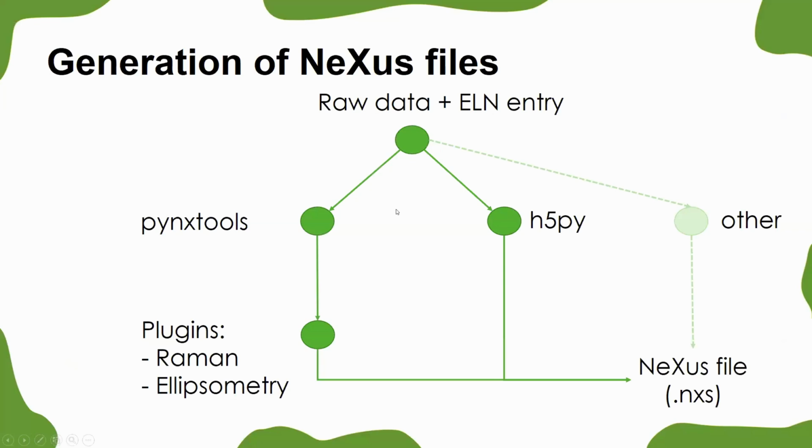And then let's come to a short overview of what I want to present to you today. So the starting point is that we have raw data or an electronic lab notebook entry. And in the end, we want to convert this data to a NeXus file. And I show you how to use the tool pynxtools to do this for Raman and ellipsometry data. And I also show you the H5Py package, how to do this. But of course, there are also many other techniques how you could achieve this. But today we focus on these two methods.